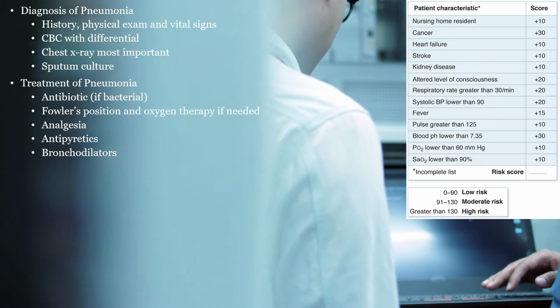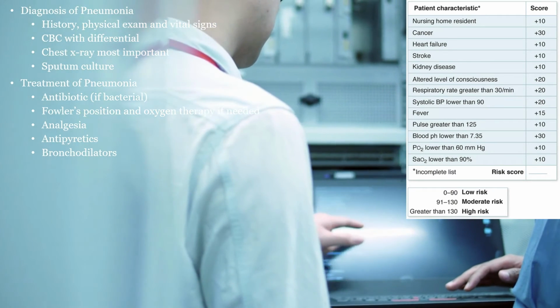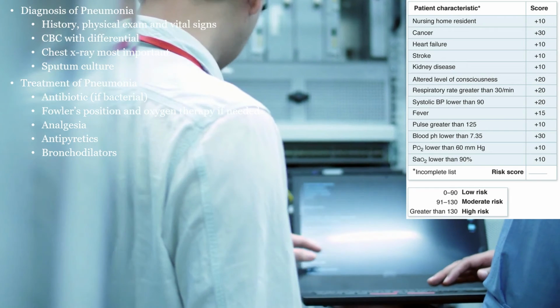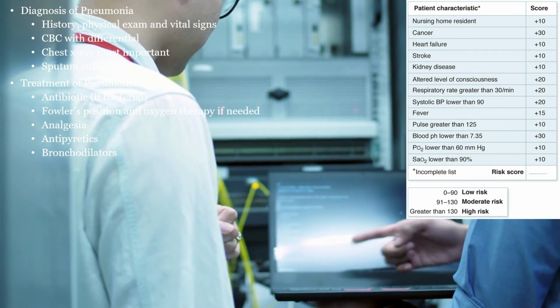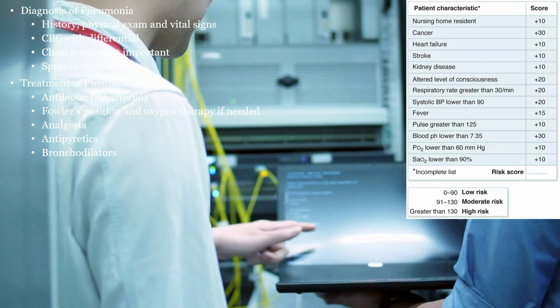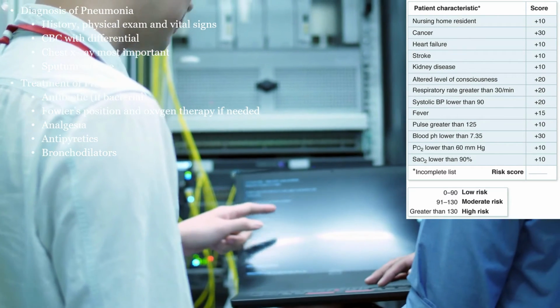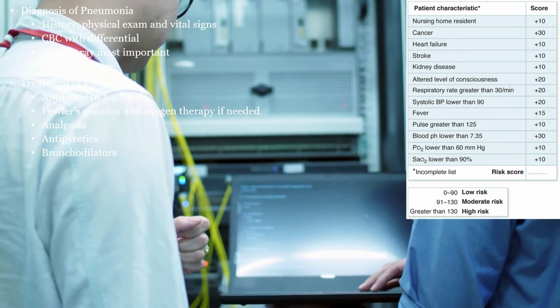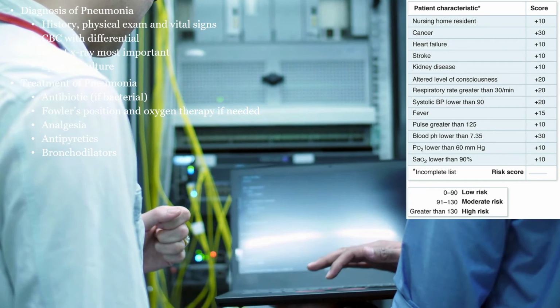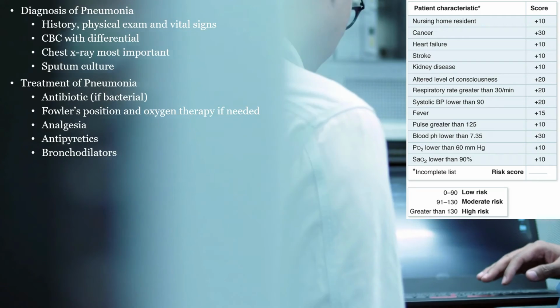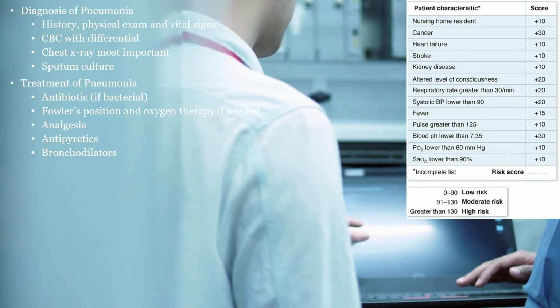Along with a good history and physical examination, look at the vital signs. Get a CBC with differential. Remember, neutrophils fight bacteria. Chest x-ray will help, but many times the x-ray is slower to show the pneumonia if it just started. Get a sputum culture, but it must be a deep sample and collected prior to antibiotics. Only treat with antibiotics if it is bacterial. Most viral pneumonias will resolve with supportive care.